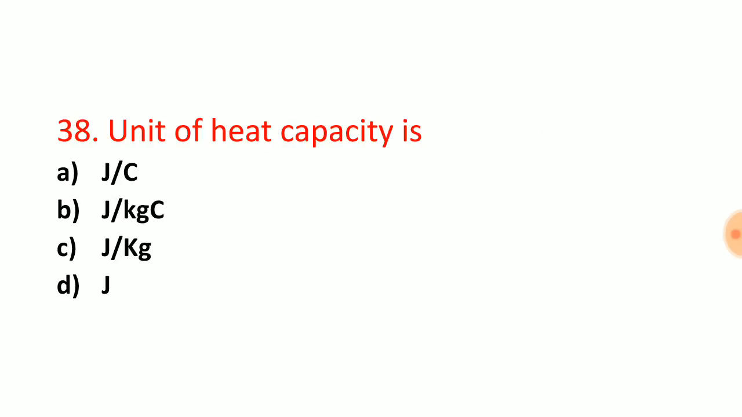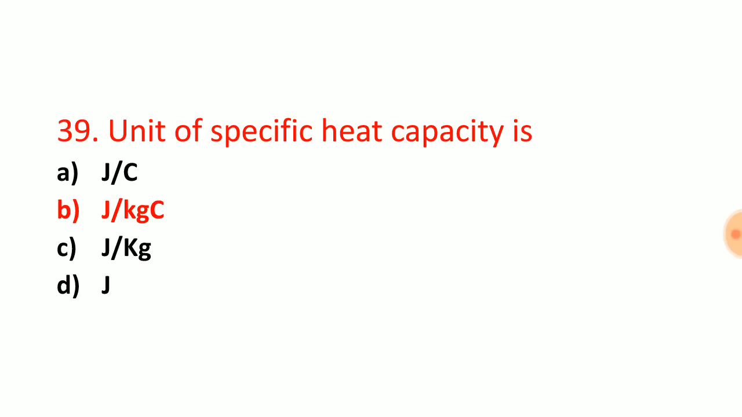Question number 38. Unit of heat capacity. In heat capacity, the amount of heat required to raise the temperature by 1 degree centigrade or 1 Kelvin. In such case we don't see the mass. So if temperature is raised by 1 Kelvin or 1 degree centigrade, that is the condition for heat capacity. So option choice A is the correct answer for question number 38, joule per degree Celsius. Question number 39. Unit of specific heat capacity is option choice B, joule per kg degree centigrade.